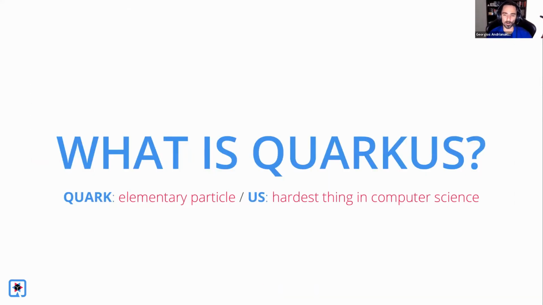So moving along, what's with the name? Why do we call it Quarkus? We call it Quarkus because it's a joining of two things: quark, which is the elementary particle, and us, which we like to say is the hardest thing in computer science.